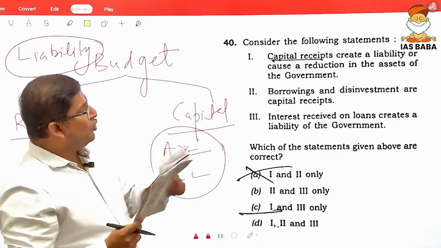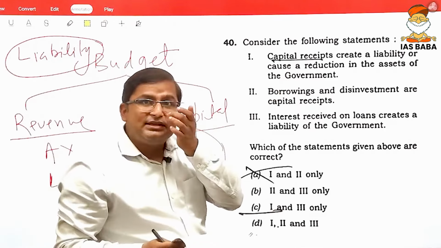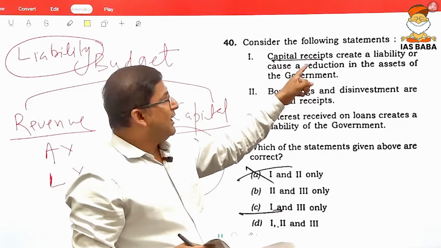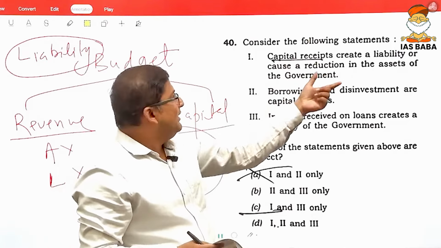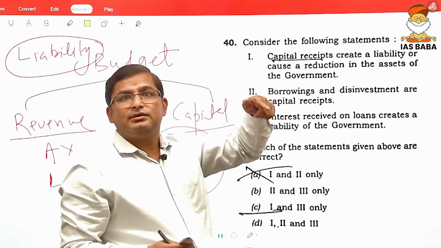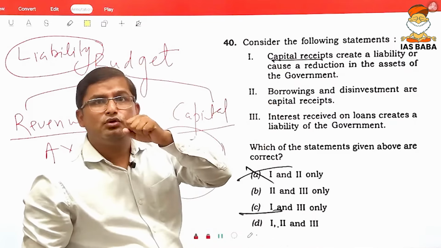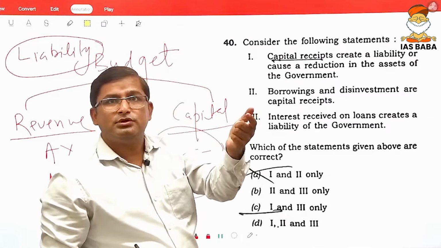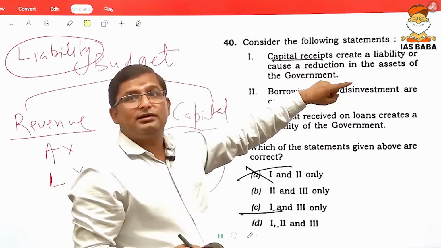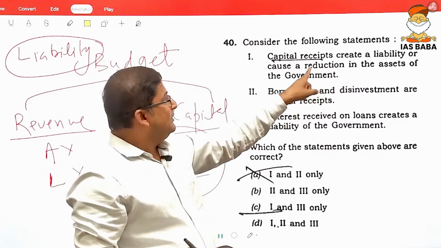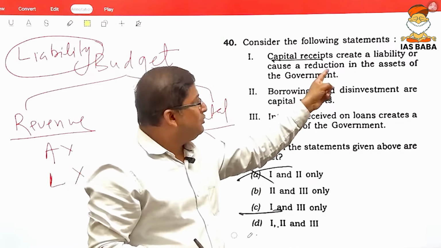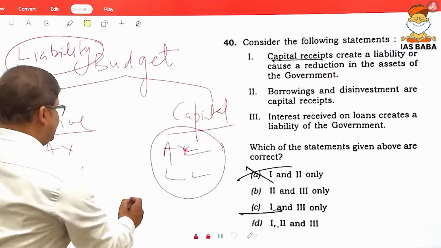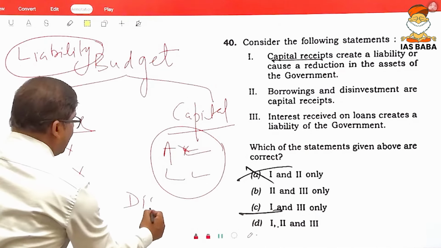So if a government has taken a loan, that comes under the capital receipt. So capital receipt will create a liability. Suppose the government has taken a loan, so the government owes it to return this loan. So this will create a liability. And again, capital receipt also leads to a reduction in the asset of the government. How? Let me explain. Disinvestment is a capital receipt.